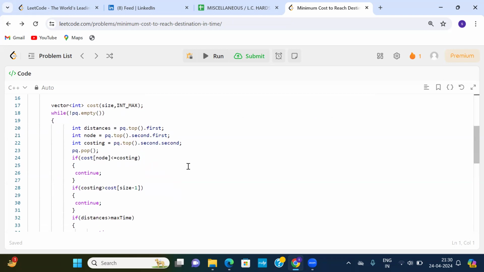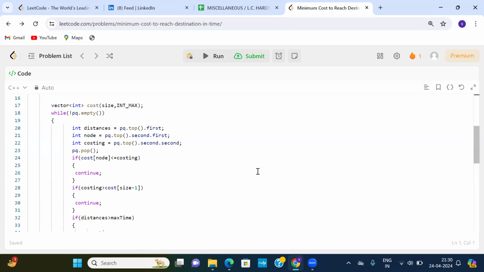If cost at the index of node is lesser than or equal to cost, what does it say? This condition means if I am already reaching node 2 in a much better cost than at present, then I need not go further. I will directly use the jump statement, that is continue.